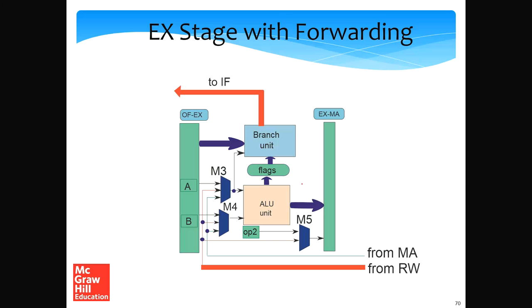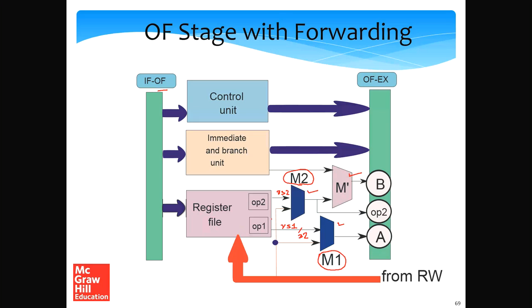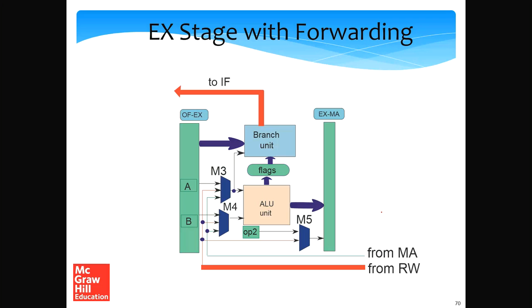Let's now take a look at the EX stage with forwarding. In the EX stage, we mostly maintain the structure that we had. Let's first see what goes into the EX stage. Three values go into the EX stage: A, OP2 and B. A is the contents of the first source register. B is the contents of the second source register or the immediate, and OP2 is the contents of the second source register. So A, B and OP2 are going to the EX stage. We have been seeing this diagram for quite some time now.